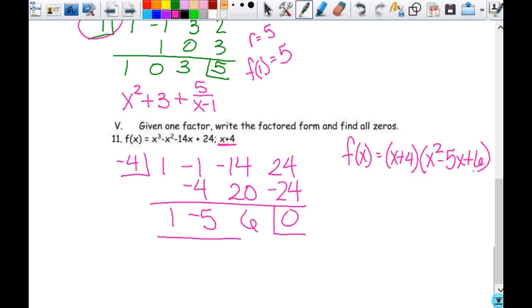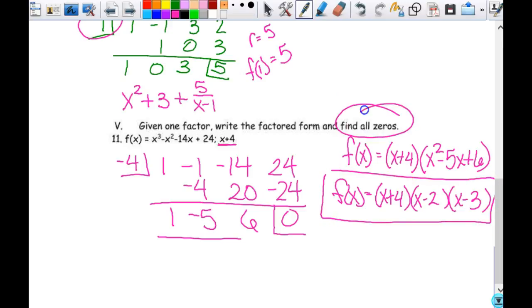So it says given one factor, write in factored form and find all zeros. Always make sure you answer all the questions that it's actually asking. So now all I have to do is factor this. Is factoring that pretty easy? Yes. So f of x equals x plus 4. And I would think you should get to some point on the simple ones where you don't have to write down a lot of stuff. The numbers are easy, and they got to multiply to give you that and add to give you that. So we get x minus 2 and x minus 3. Right? And so that's my factored form. Am I done? No, it also says find all zeros. So that's when I can write it like this. That's going to give me -4, +2, +3.